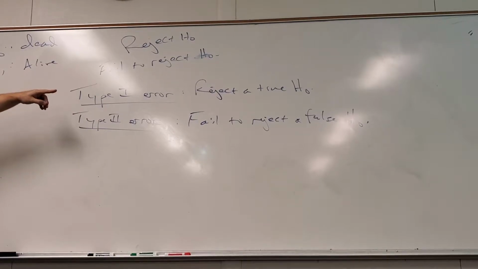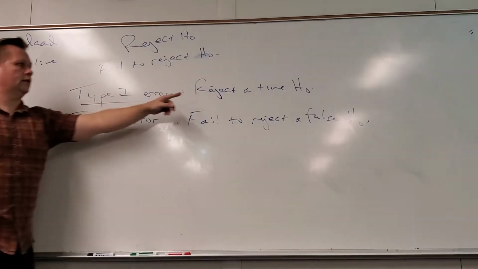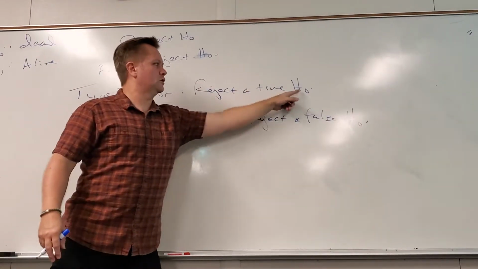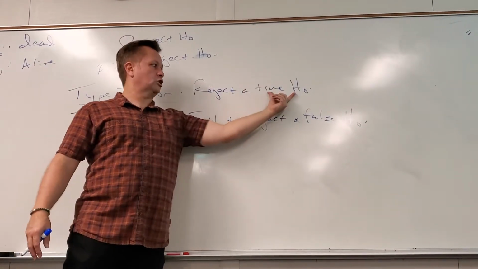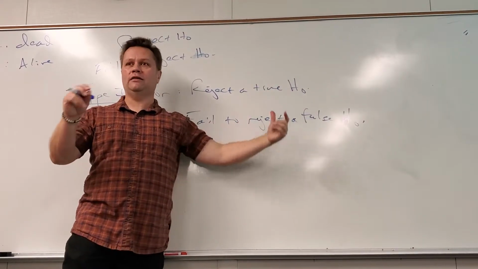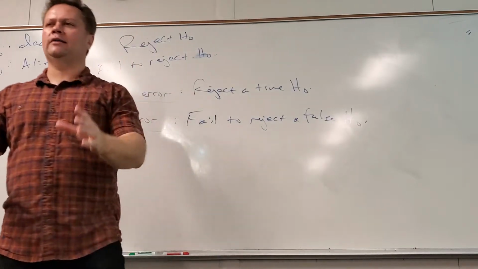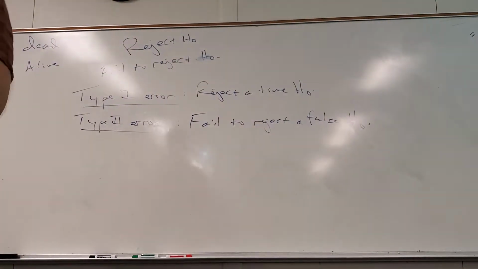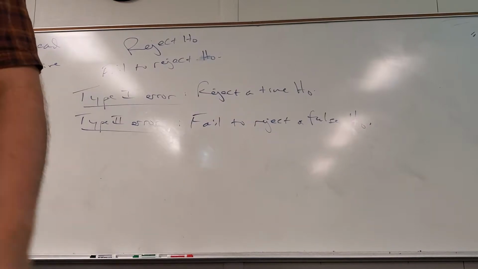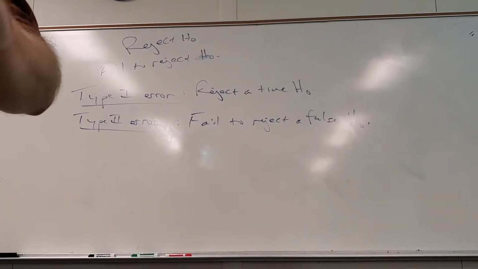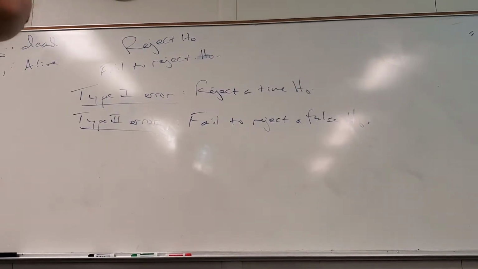What would a type 1 error be? In actuality, H0 is true, and we reject it. So in actuality, they are dead, but I think that they are alive. So why is that bad? What do I start to do if I think they're alive? I start to try to resuscitate them, right? And they are dead. So I'm wasting time. There's other people that might be alive. I'm wasting time. You with me so far? Sorry if this is morbid, but it's a good example.